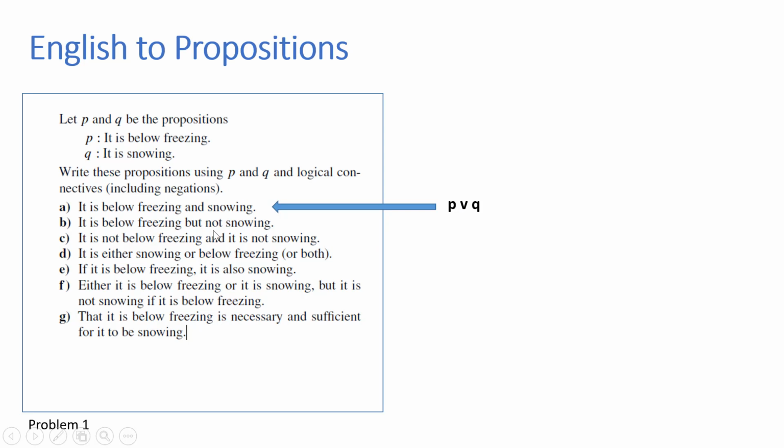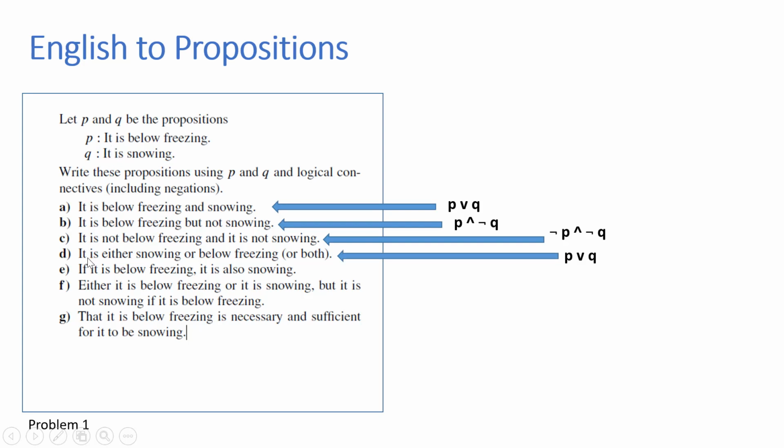It is below freezing but not snowing. So that means it's below freezing, that's P, and not snowing, that's not Q. Q is snowing, not Q is not snowing. It is not below freezing and it is not snowing. So this is the negation of these two statements. So we're talking about not P and not Q. It's either snowing or below freezing or both. So this means either P or Q.